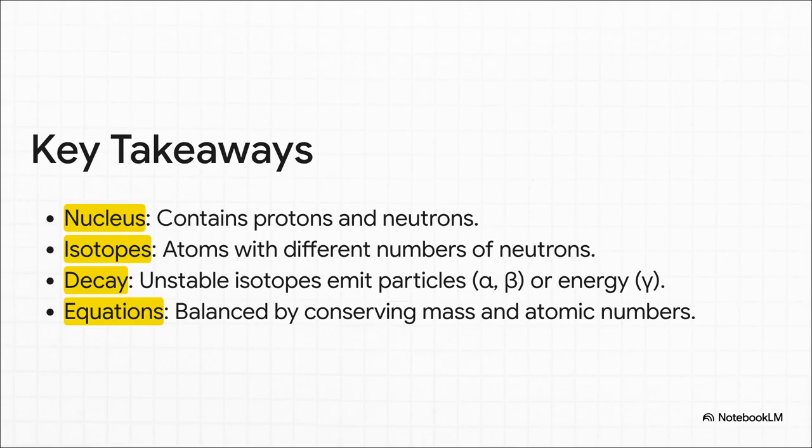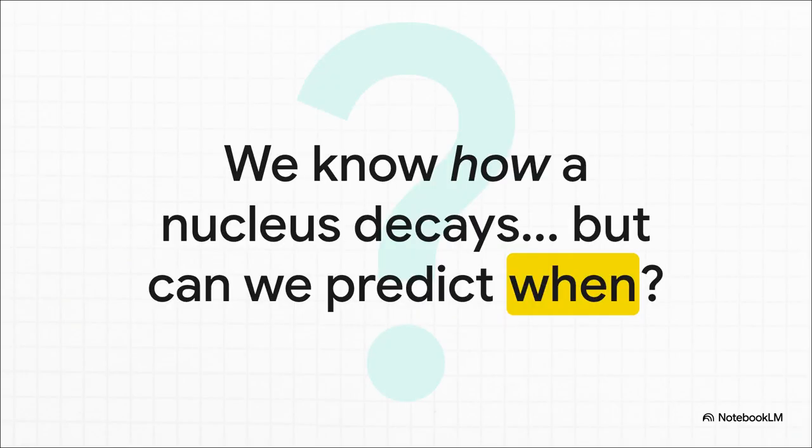And no matter what happens, you can figure out the result by just making sure the top and bottom numbers always balance out. Which leaves us with one big lingering question, right? We know how these things decay, but how can we possibly predict when a specific atom is going to do it? Is it just totally random, or is there some kind of order in the chaos?